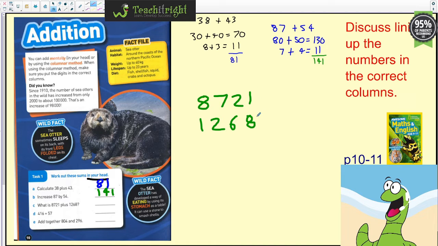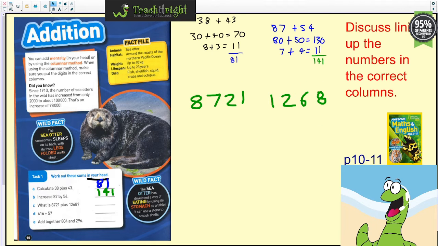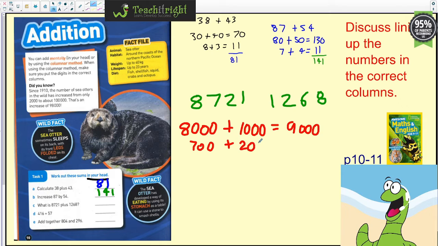So let's go through. So I need to do the tens first. So I'm going to add, let's do it the way they intended. So put them together. But I'm still going to, in my head, do the same method. So I'm going to do the thousands first. So I'm going to do 8,000 plus 1,000 is 9,000. I'm going to do 700 plus 200, which is 900. I'm going to do 20 plus 6, plus 60, which is 80. And I'm going to do 1 plus 8, which is 9.